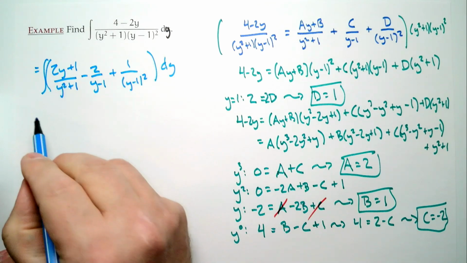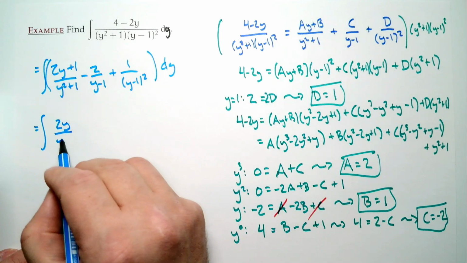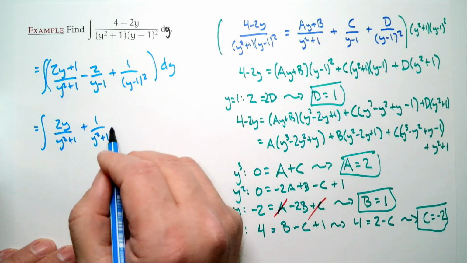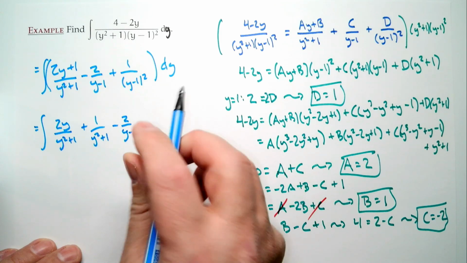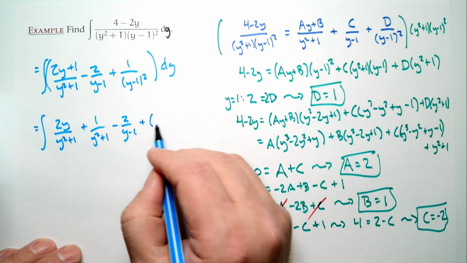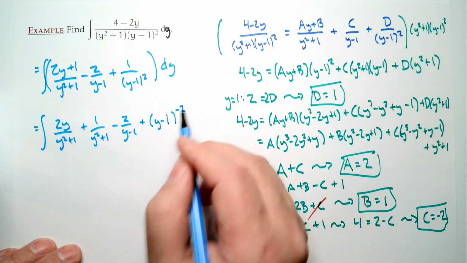This y squared plus 1, we saw this at the beginning of today. We could write it as 2y over y squared plus 1, plus 1 over y squared plus 1, minus 2 over y minus 1. What's a better way to write 1 over y minus 1 squared? Well, it's y minus 1 to the negative 2.